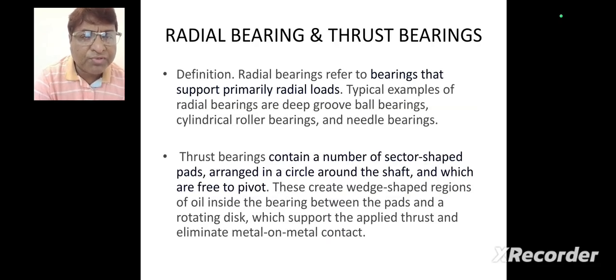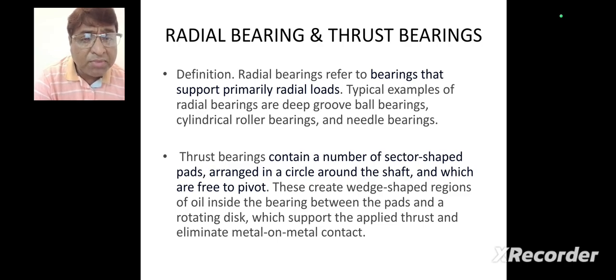So, first of all, we have to know what do you mean by radial bearing and thrust bearing. So radial bearing refers to bearing that supports primarily radial loads. Typical examples of radial bearings are deep groove ball bearing, cylindrical roller bearing, and needle bearing.